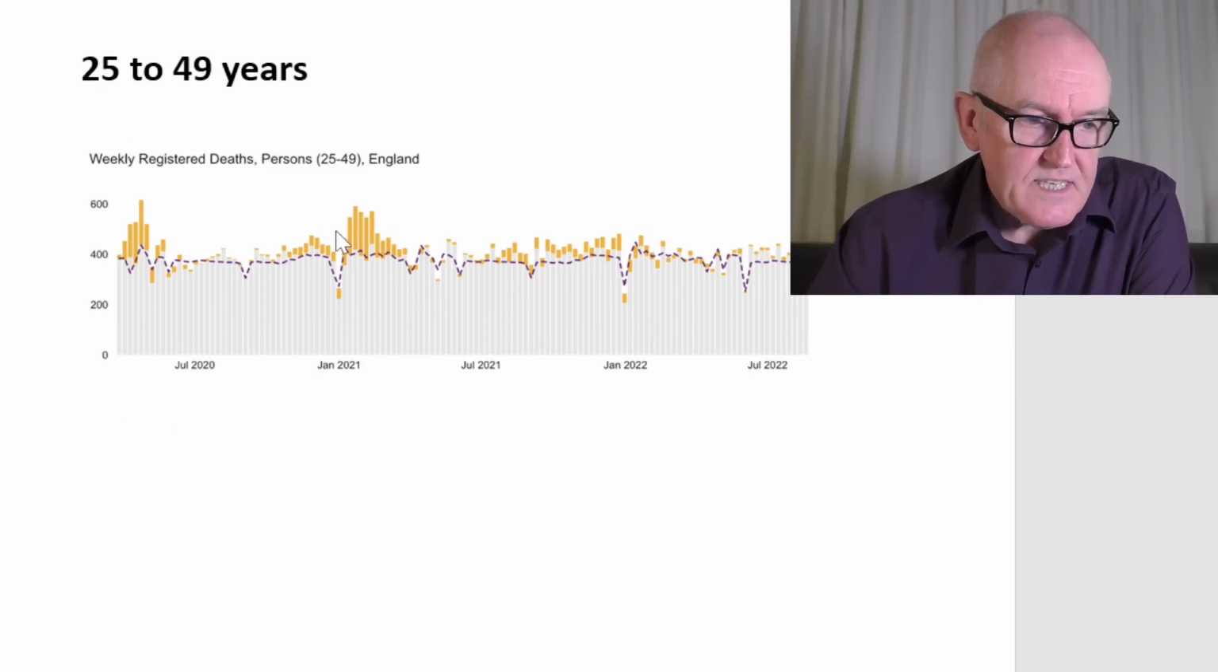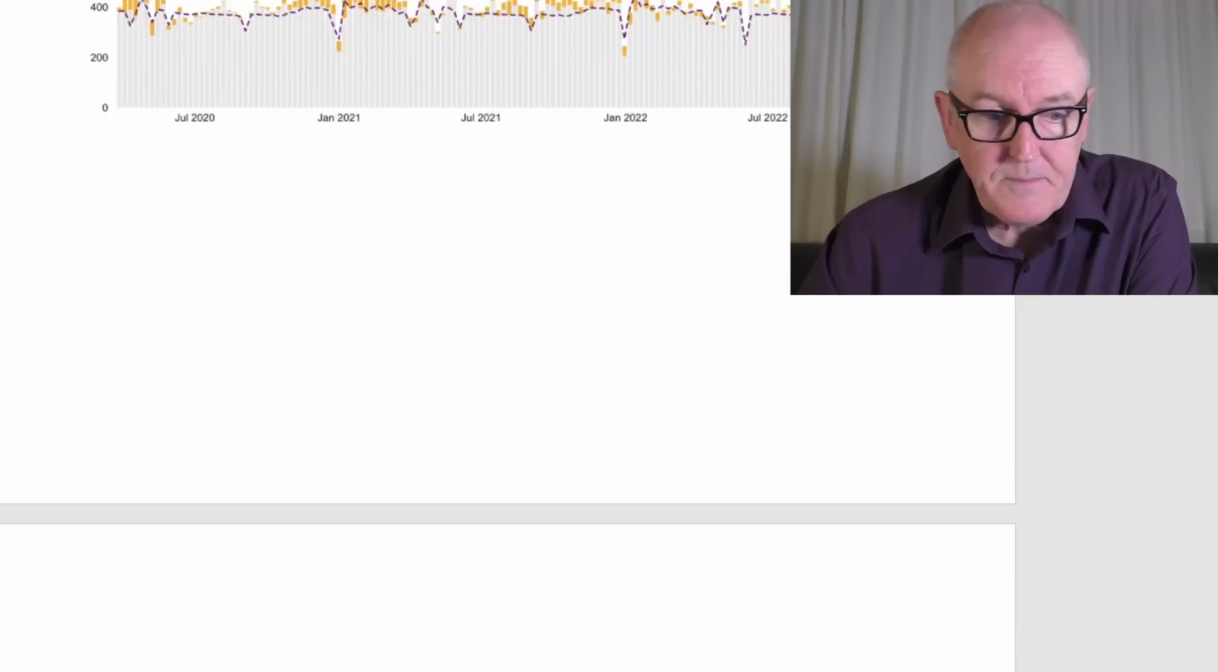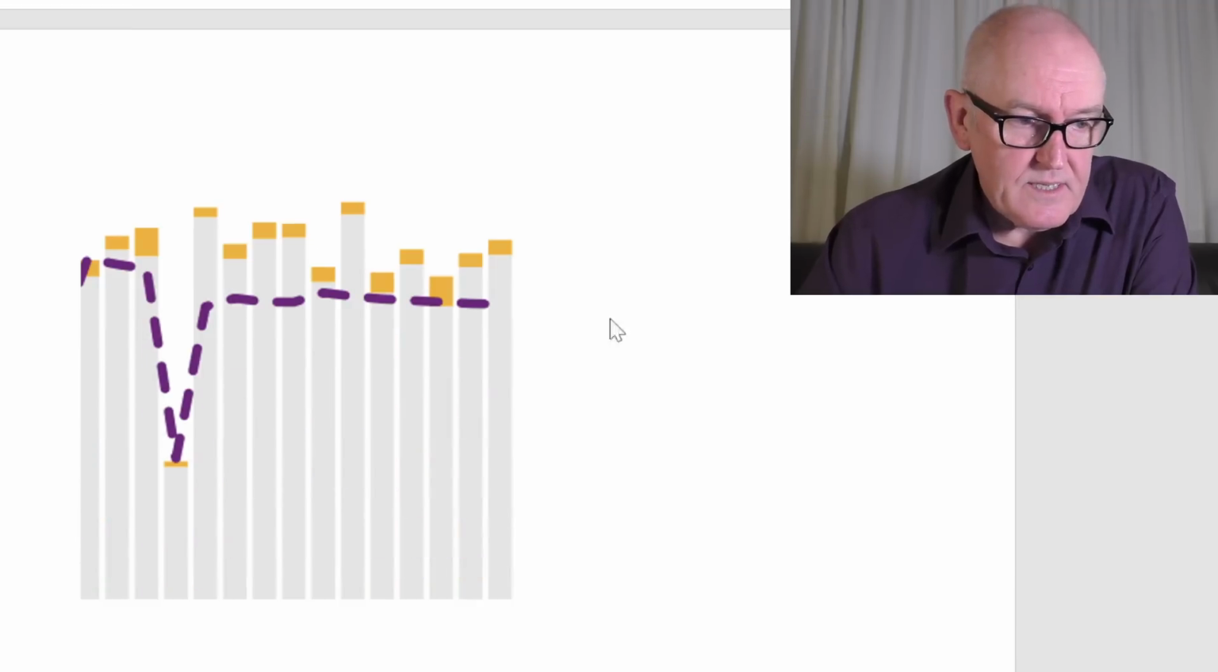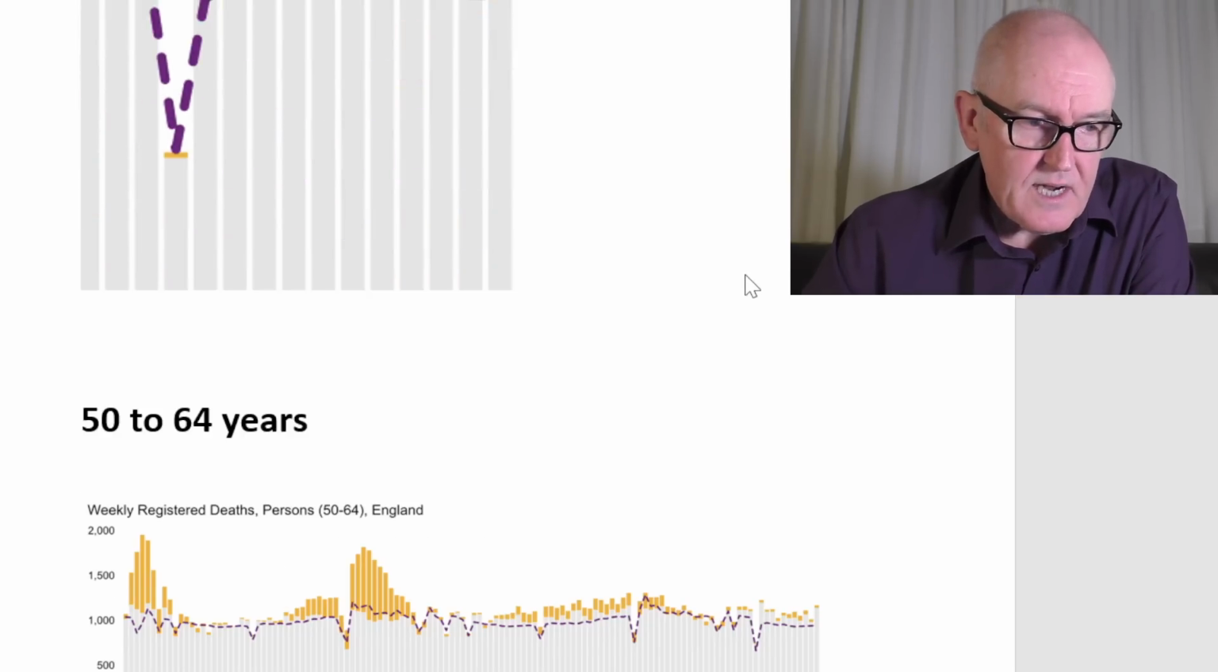I mean, these high deaths here are COVID. We expect that, of course, even in the 25 to 49-year-olds, sadly. But again, when we look at it, the dotted line is what we would expect, and we're getting higher non-COVID. So all these light grey deaths here are non-COVID related deaths, and they're higher than we would expect.